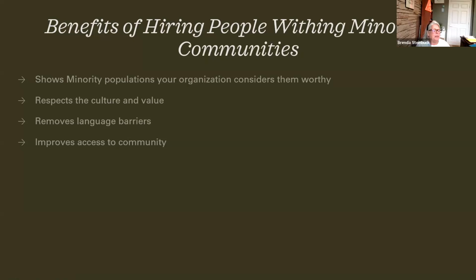And when looking at trying to serve the minority communities, one of the best things that you can do to welcome them into your center is have a person within that community that works in your center. That does show the minority group that, hey, we want to include you in our organization.